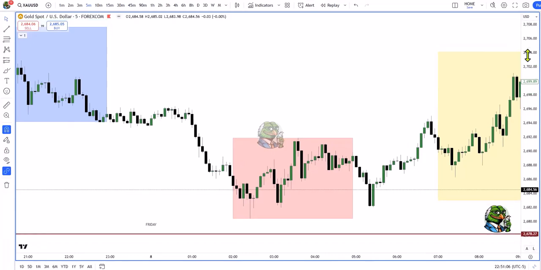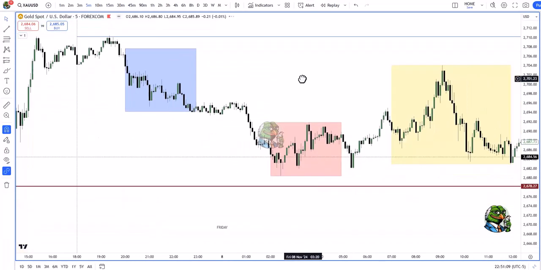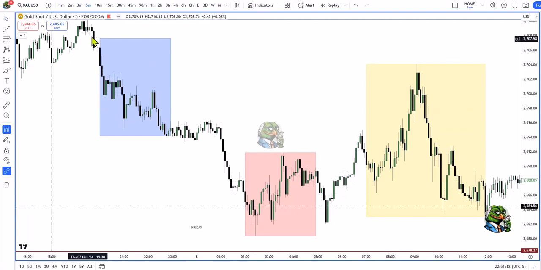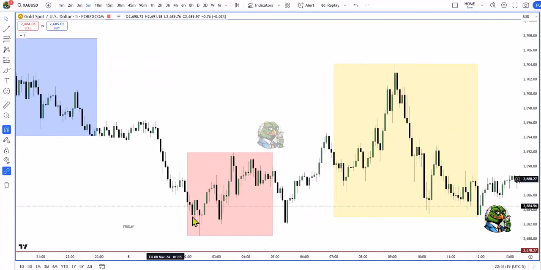As I've shown you on that 15-minute chart, we have been going down. What does that mean? That means lower lows, lower highs. This is a trend to the downside. When we get to London, we can see there's a shift in the direction.